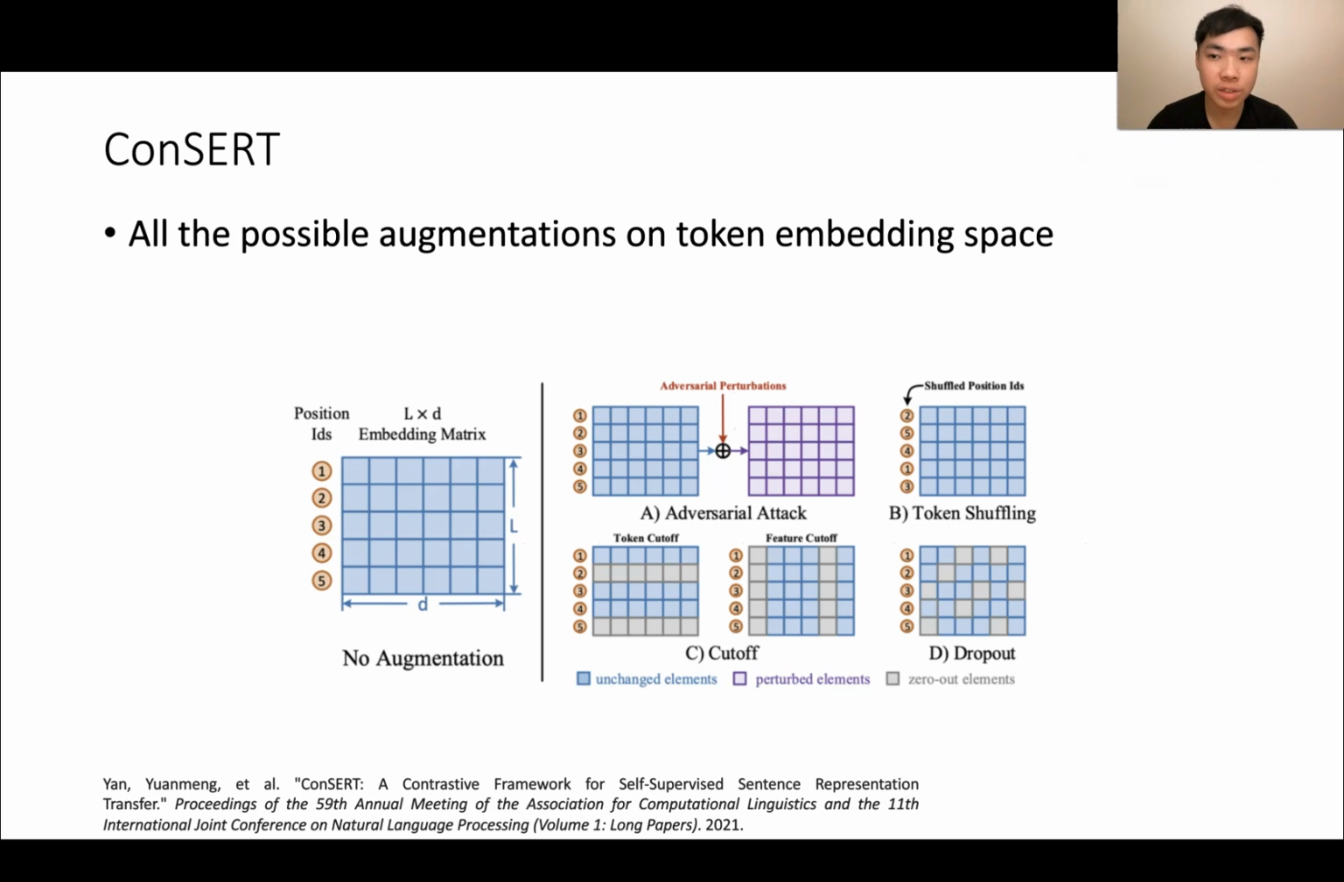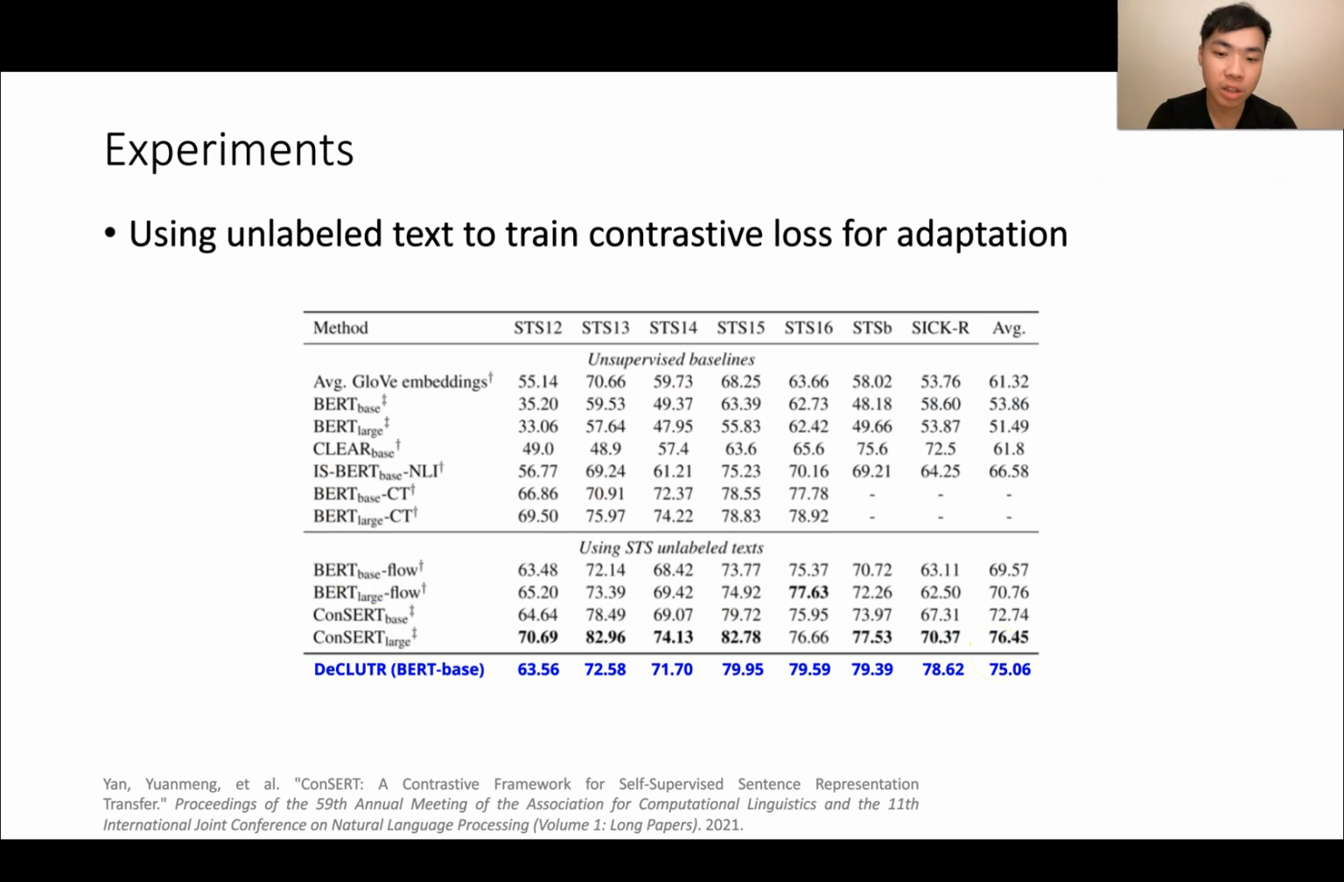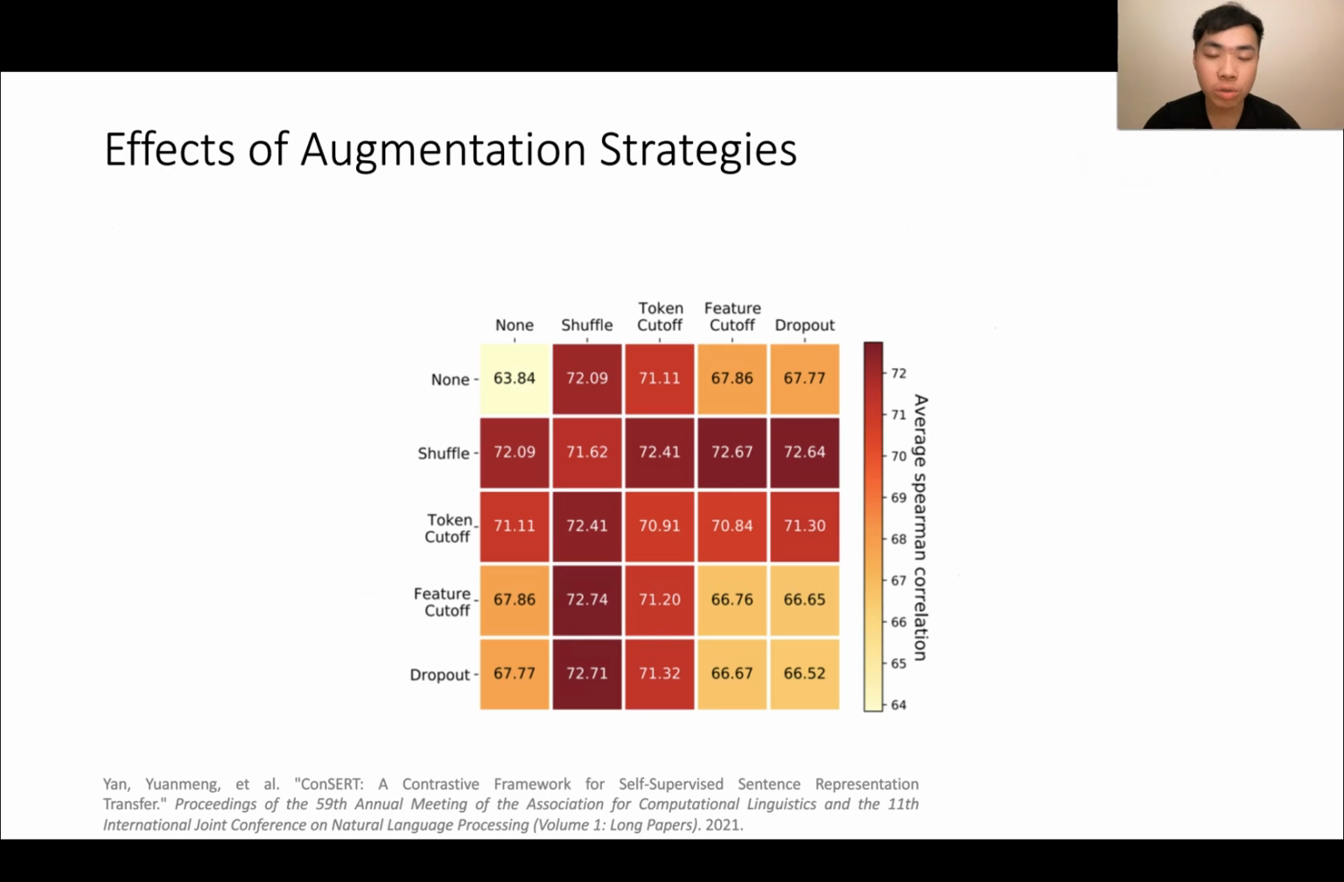At the same time, there is another paper called ConSERT. In this paper, they try all the possible augmentations in the token embedding space. For example, they try adversarial attack, token shuffling, cutoffs, and dropout on the token embedding space. They found that this method can also improve the performance on the STS task, and the performance is similar to the DeCLUTR paper. They also try to see which augmentation method works the best. Here you can see token shuffle and token cutoff are better augmentations compared to feature cutoff and dropout.